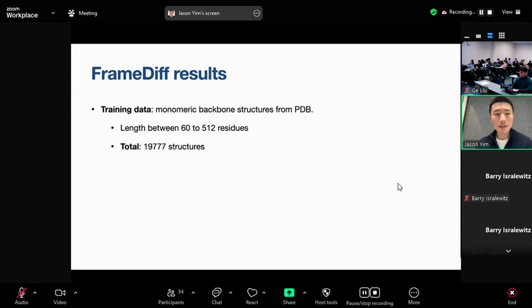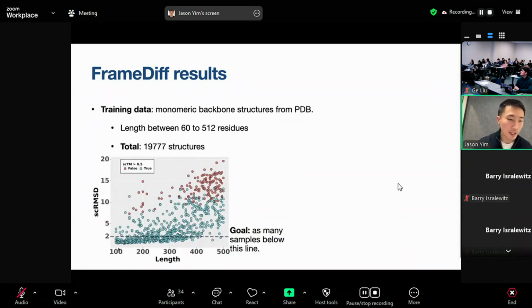So for FrameDiff, that's what this diffusion model is called in the paper, we took just single chain backbone structures from PDB. We kept it to between 60 and 512 residues. We also did a little bit more filtering, and in total we ended up with about 20,000 structures. I see this as a lower limit. You can definitely loosen your filters to have more structures, but what we were going after here was a very high quality set of proteins that we could train on.